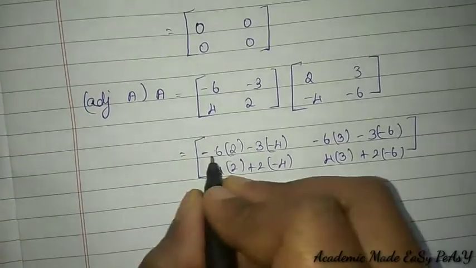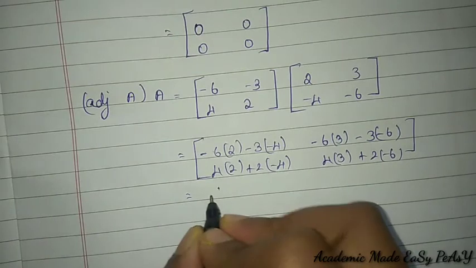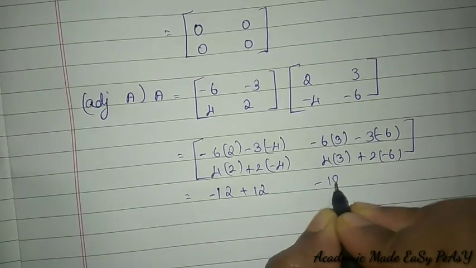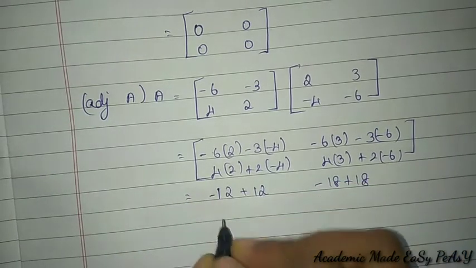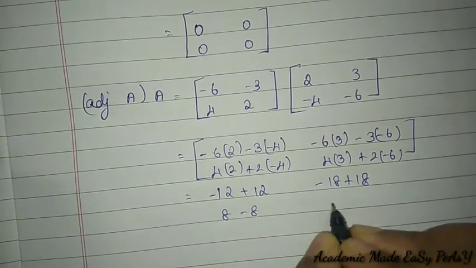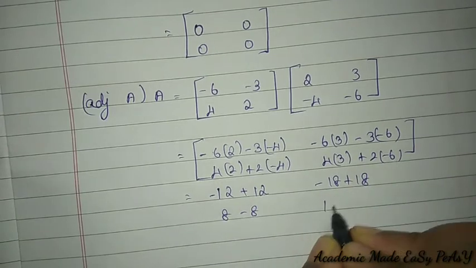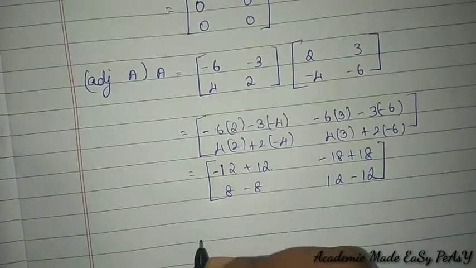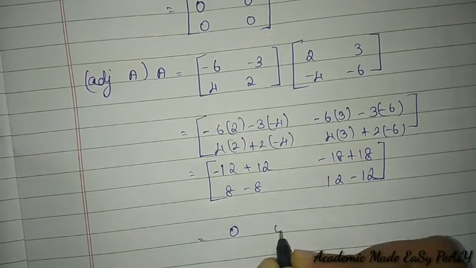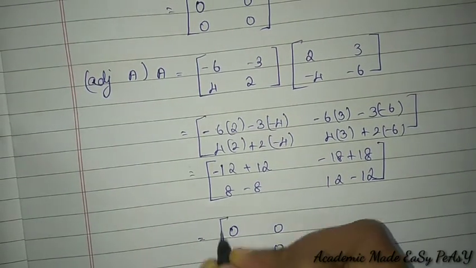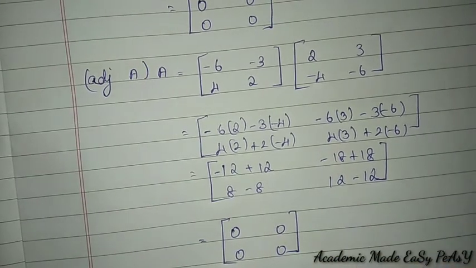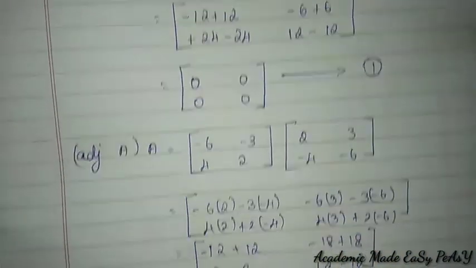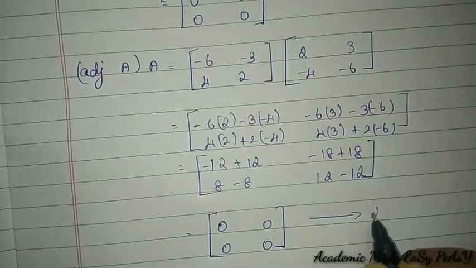So I will be doing the calculation. So I will have minus 12 plus 12. Here it is minus 18 plus 18. And here 8 minus 8. And 12 minus 12. So what is the answer over here? Here also 0 matrix of the order 2 by 2. So now let me keep this as equation 1 and this as equation 2.